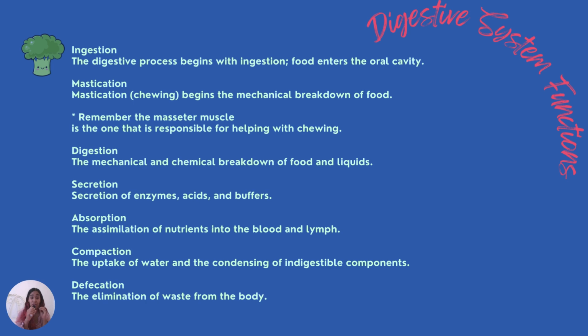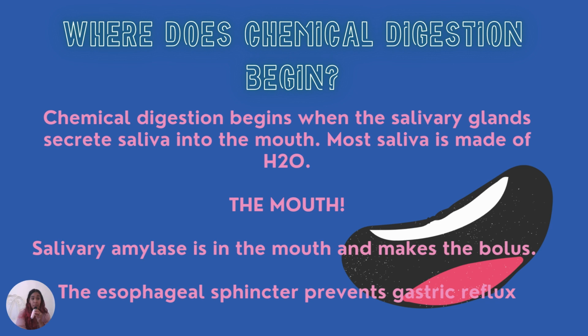Defecation is the elimination of waste from the body. So it's defecation. So where does chemical digestion begin?